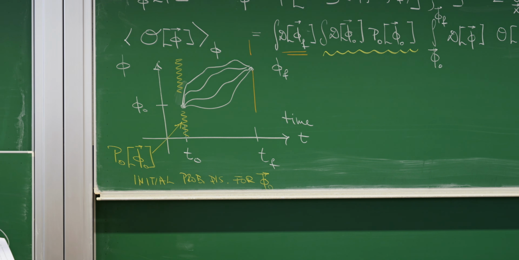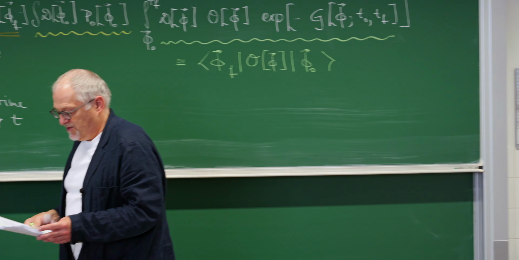Okay, and for that, let me introduce a name. I call this a transition from phi naught to phi f, and I want to average the observable O of phi. Okay? So in a sense, that's the way you should read it. This here is the weight for the corresponding trajectory, so as a propagator, if you like, and then I'm writing this in a bracket notation indicating that this is the operation I want to perform.